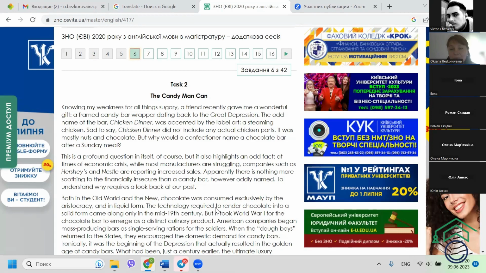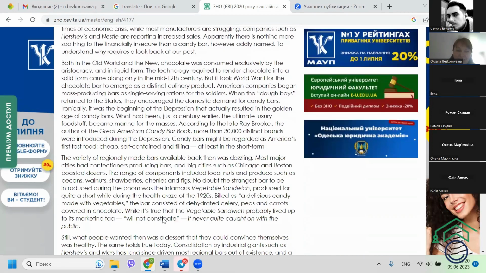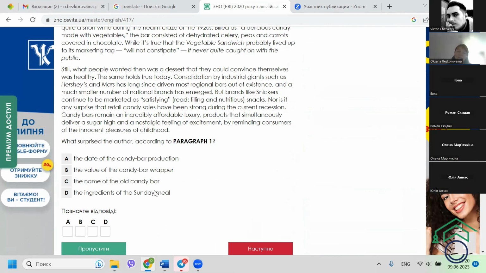Яке там питання вже було? І так, what surprised the author? Да? Як перекладемо, Ліна? What surprised the author? Що здивувало автора? Правильно, автор. Мається на увазі автора статті. Що здивувало автора? Згідно з першим параграфом. Ну, відповідь була в першому параграфі, але в другому параграфі є також відповідь на це питання, підказочка.